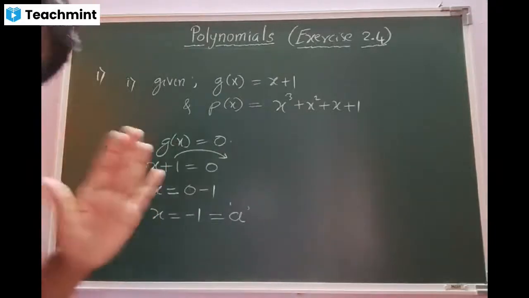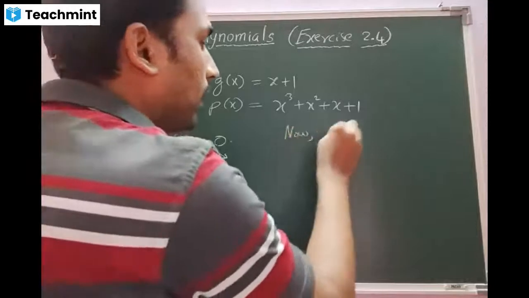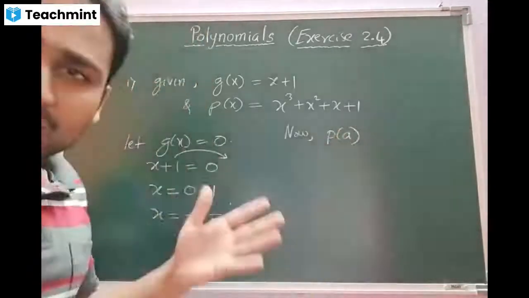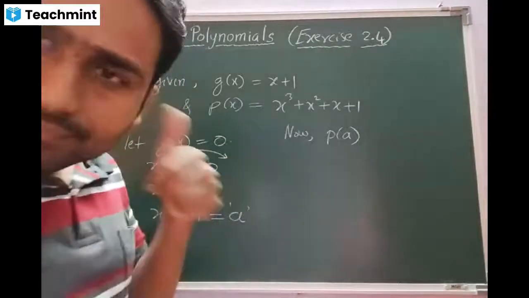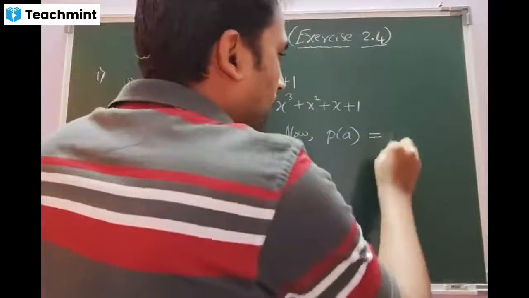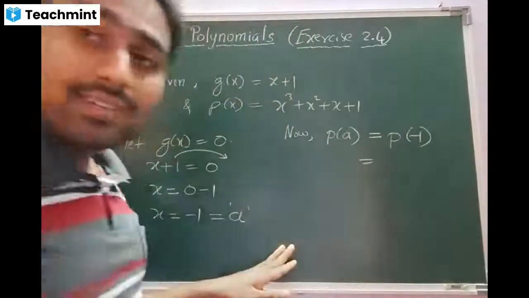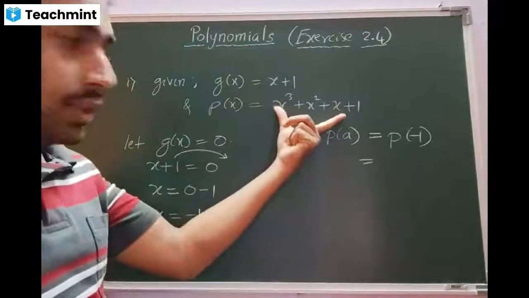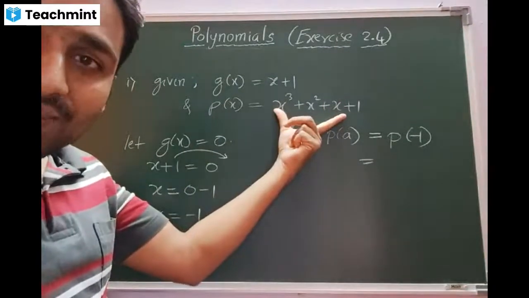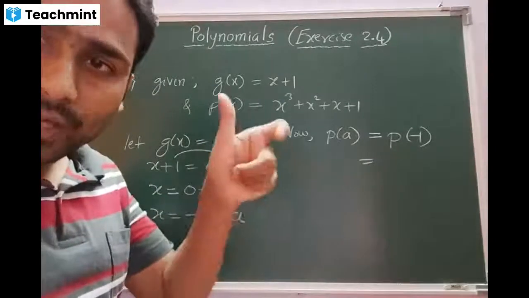Now we will find p of a, which is nothing but the remainder, beta. p of a, which is nothing but p of minus 1. In the place of a, minus 1. So here, beta, in the polynomial p of x, that is the dividend, you have to put minus 1 in the place of the variable. Right, beta?